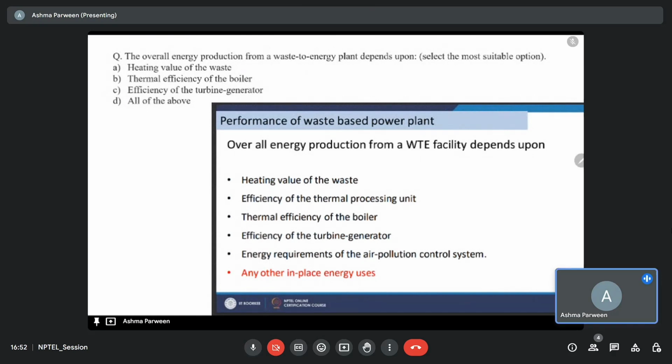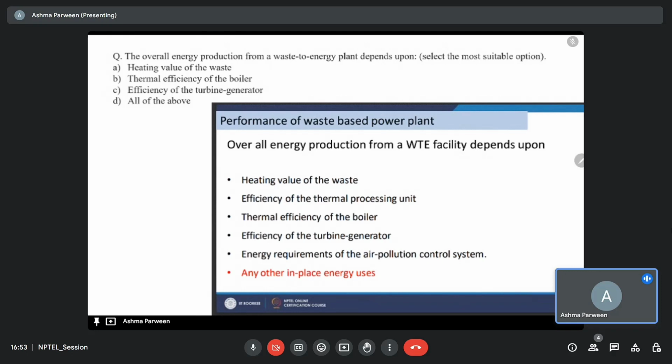So the correct answer is D, all of the above. So the overall heat energy production from a waste to energy plant depends upon the heating value of the waste, efficiency of the thermal processing unit, thermal efficiency of the boiler, efficiency of the turbine generator, energy requirement of the air pollution control system, and any other in-plant energy uses.